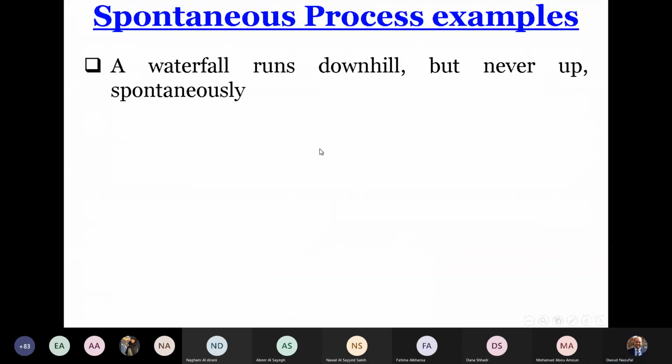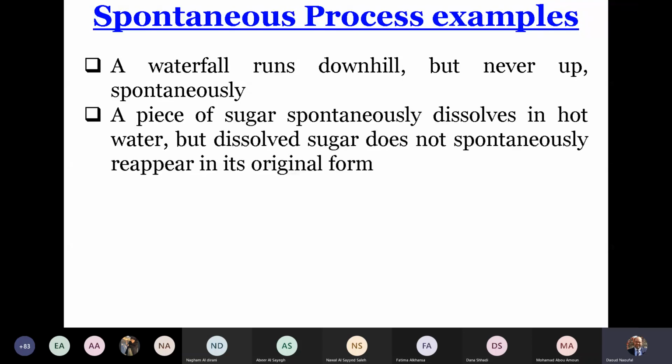Examples: a waterfall runs downhill but never up. Water falls down without external effect, but never up. You need a pump in order to make the transformation in the opposite direction.